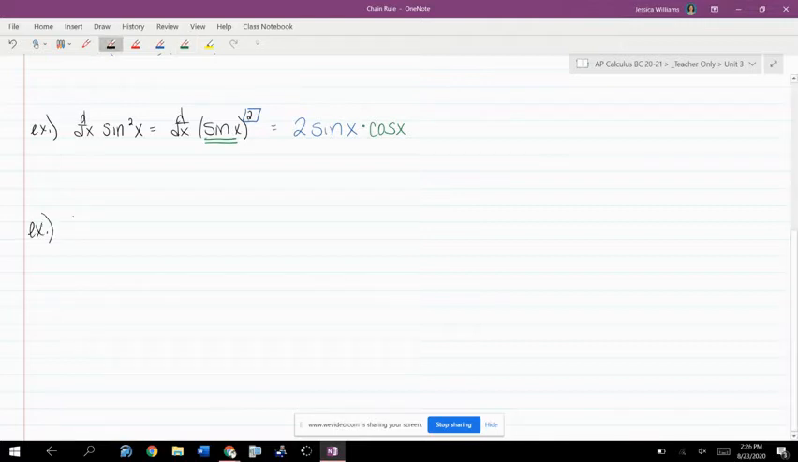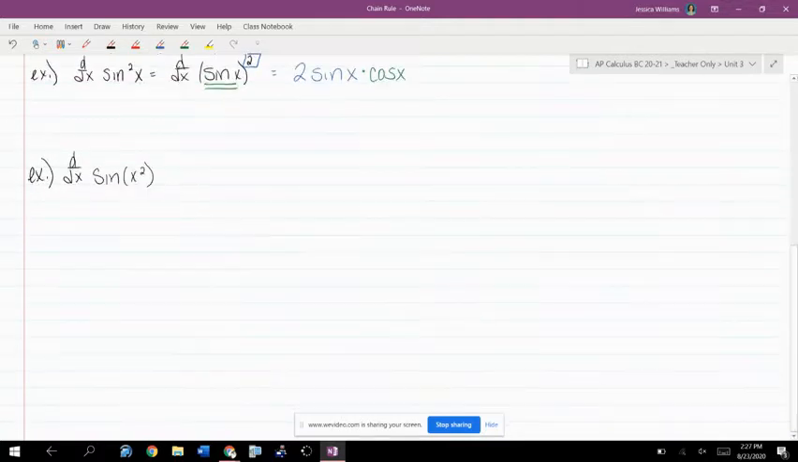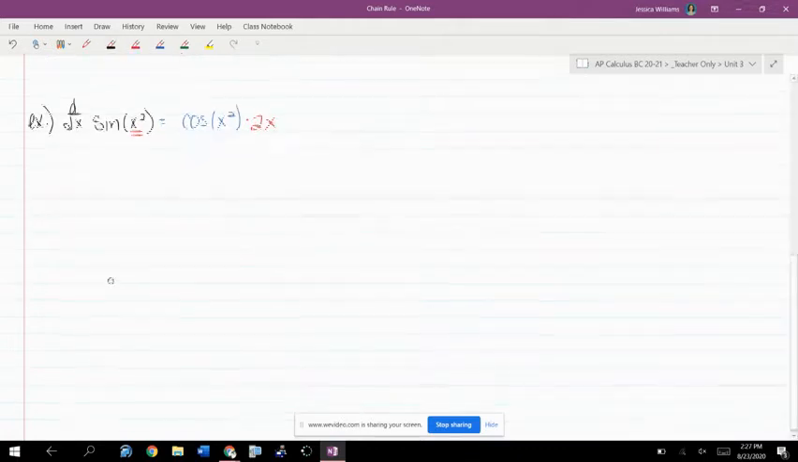What if I had the derivative of the sine of x squared? So this one looks similar but is different. This time your outside function is sine. So just like above, the derivative of sine is cosine, but it's the cosine of x squared. You got to leave your insides alone. One derivative at a time. So I differentiated sine, got cosine. Everything else stays the same. Then I go inside my function. My inside is x squared. That derivative is 2x.